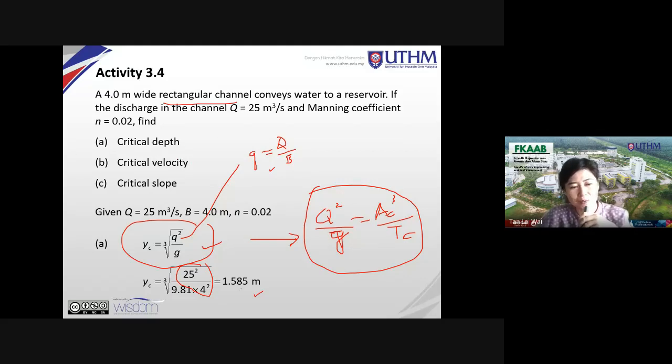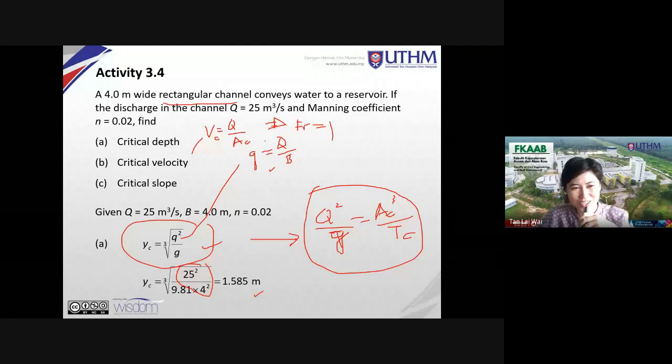Therefore critical depth is 1.85. So you have critical velocity. Okay, you can find critical velocity, it doesn't matter. You can find V equals to Q over A also. Boleh. Tak ada masalah. You can also use, when Froude equals to 1, pun tak ada masalah. Mana-mana formula you akan jumpa juga.